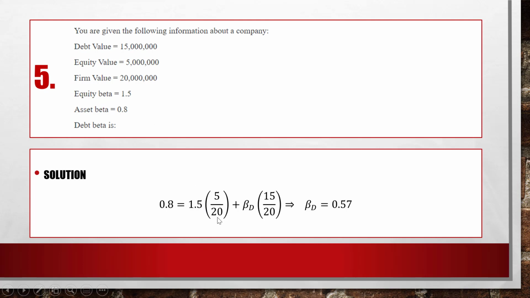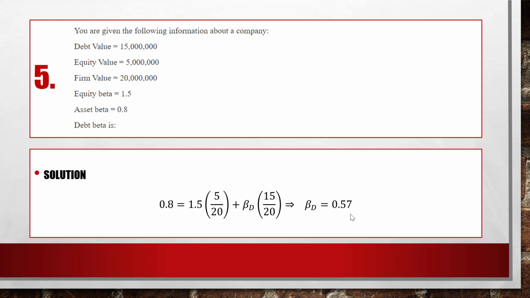5 over 20 is the proportion of equity to assets. Here, equity is 5 million. Assets is 20, which is the firm value. So we got 5 over 20. Beta D is the beta of debt. 15 over 20 is the proportion of debt in this asset. So we got 15 over 20. And solve this basic equation for beta D. We got beta D is 0.57. So the debt beta should be 0.57.